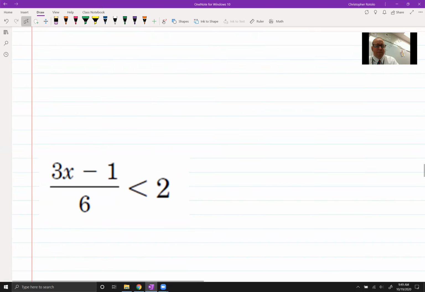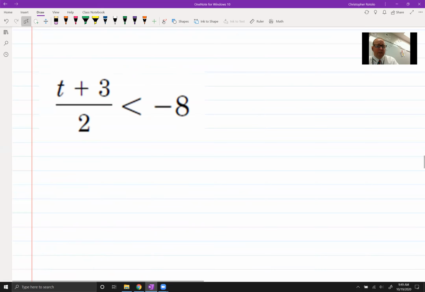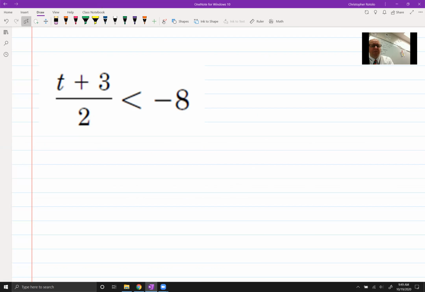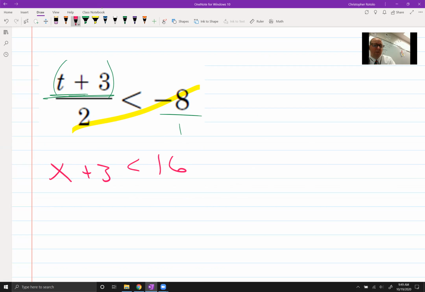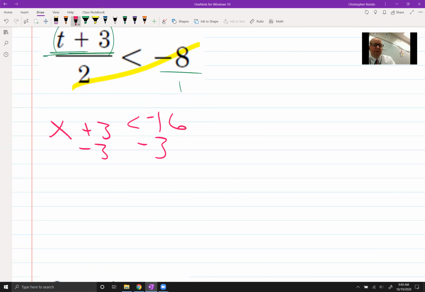I got a few more examples here. The other one had decimals, so we'll skip over that. But remember, if all of this is stuck together in the top, or the other idea we just did with proportions, you can figure on multiplying by 2, because that would have been one of our first steps anyway. So I have x plus 3 is less than negative 16, and then subtract 3. So x is less than negative 19.